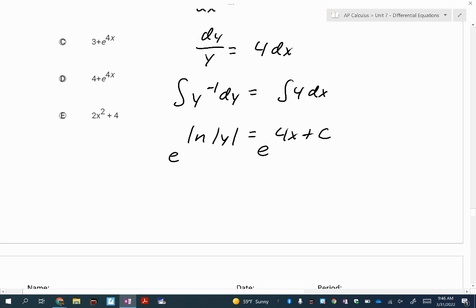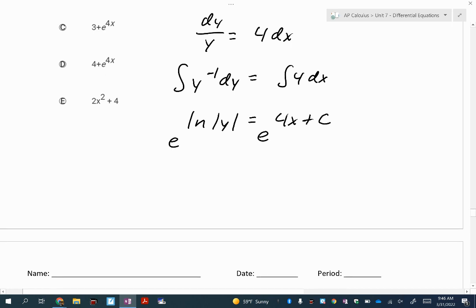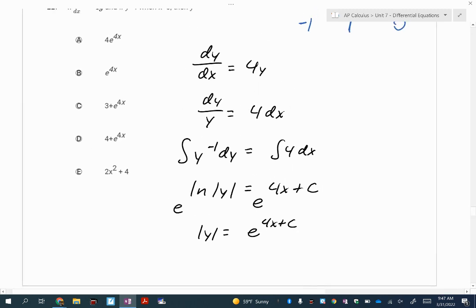I'm going to take each of these and I'm going to put e in front of them to make them powers. This becomes the absolute value of y equals e to the 4x plus c. So at this point, what I'm looking at, guys, is I know that in my answer choice, it's got to have e to the 4x. So I know that it's not going to be letter E because it doesn't have that e to the 4x, okay?